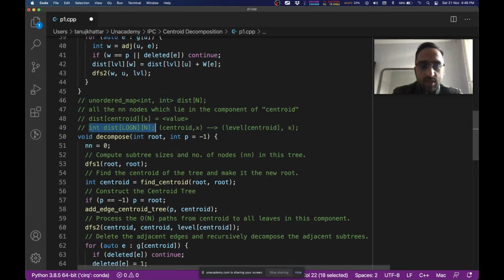Again, this is an implementation trick. If it's not clear the first time, don't worry about it.